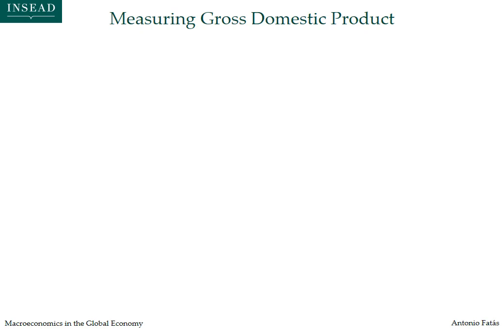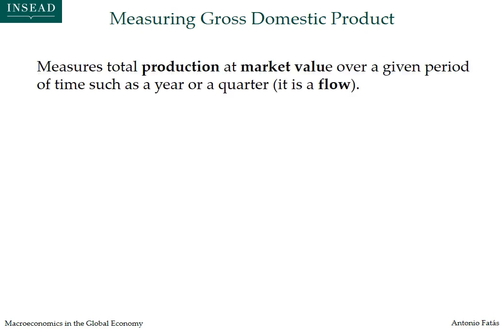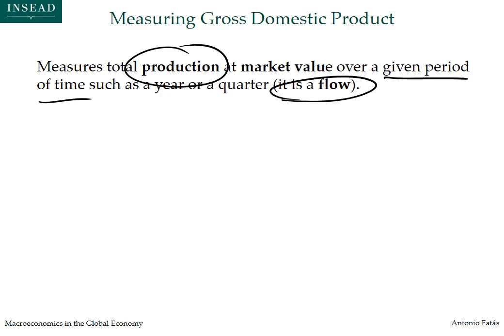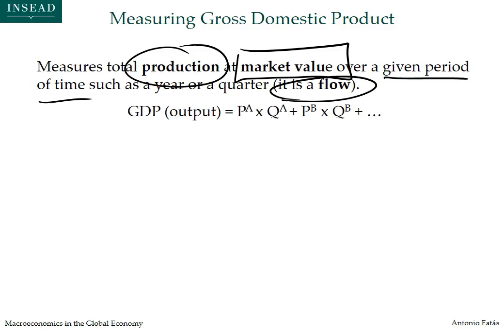Now, a more formal definition of GDP is that it will measure production of an economy in a given period of time, which means this is a flow, it's not a stock measure. And how do we measure that production? By using market values. In practice, what that means is we're going to value all the quantities produced in the economy using the prices that are paid by either households or companies or the government.